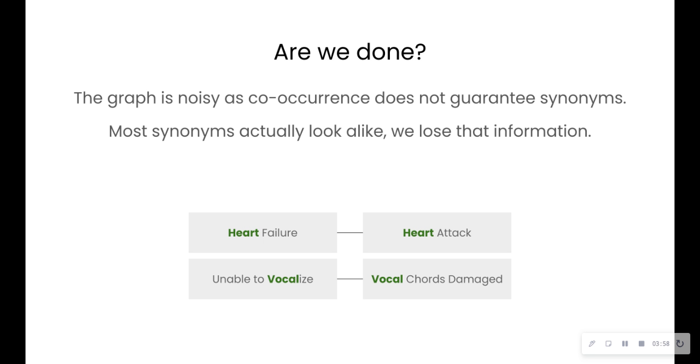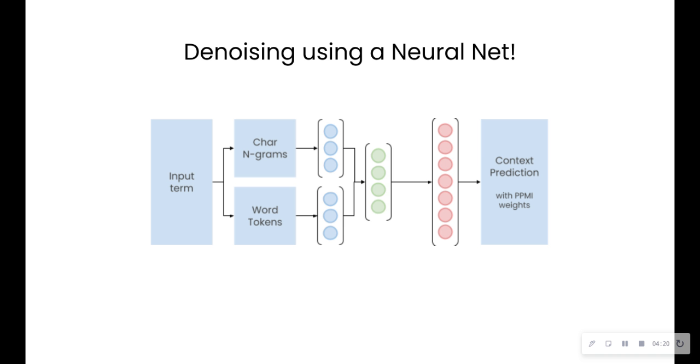So are we done? Can we just use the PPMI weights to calculate the top neighbors? Well, not even close. First of all, this graph is very noisy, and co-occurrence does not always imply semantic equivalence. More importantly, though, most synonyms actually look alike, or as the authors refer to it, synonyms share some surface level information. By only considering this co-occurrence graph, we would lose all of that information.